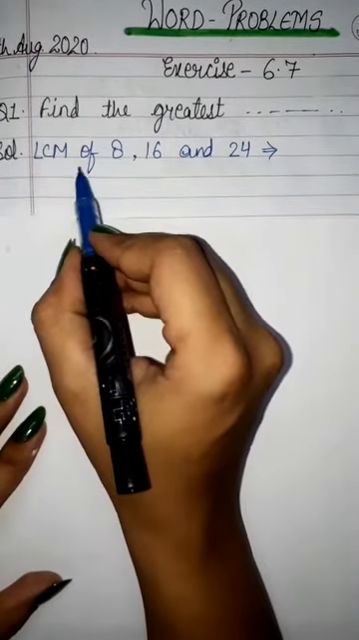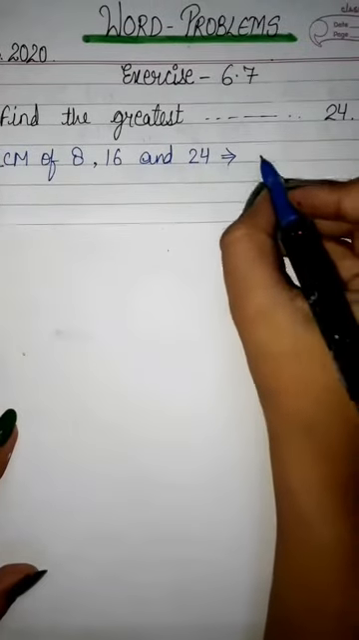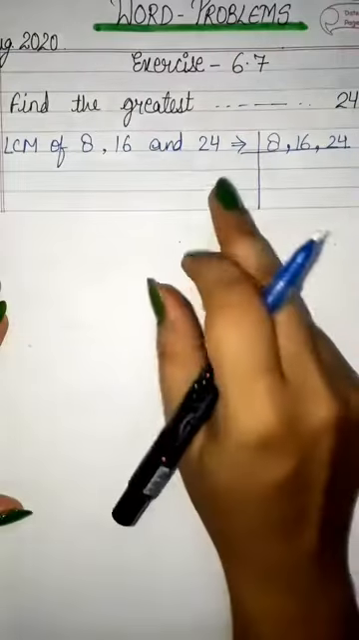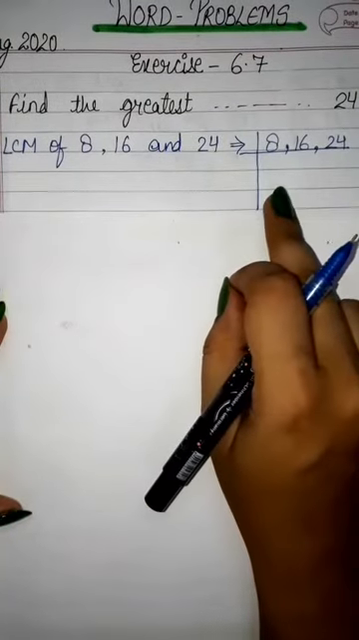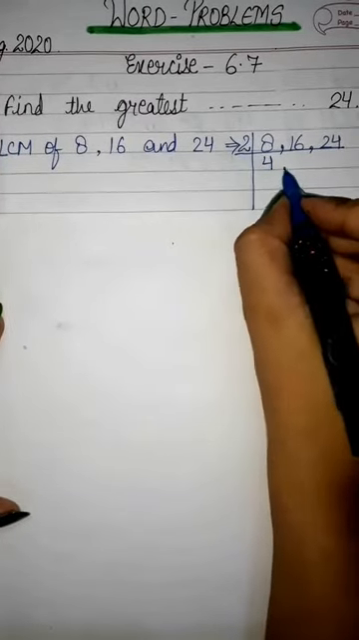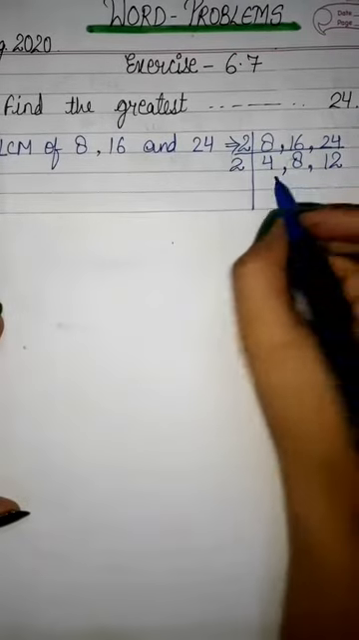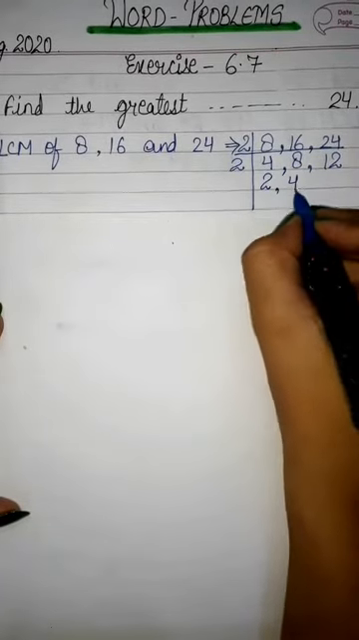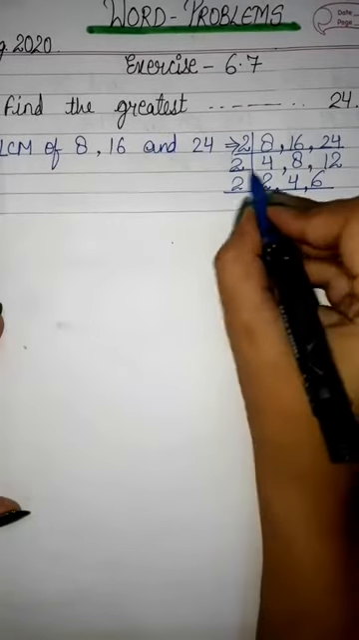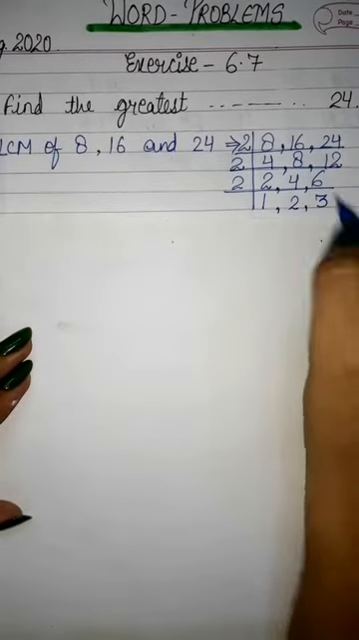We will be finding the LCM of 8, 16 and 24. You know how to find? By any method you can find. I am finding out by simple division method. By 2. 2 4s are 8, 2 8s are 16, 2 12s are 24. Then again we can divide them by 2. 2 2s are 4, 2 4s are 8 and 2 6s are 12. Now again by 2. 2 1s are 2, 2 2s are 4 and 2 3s are 6.